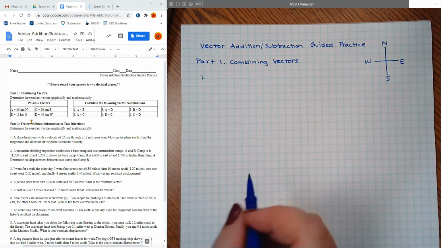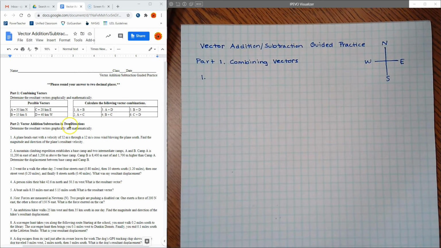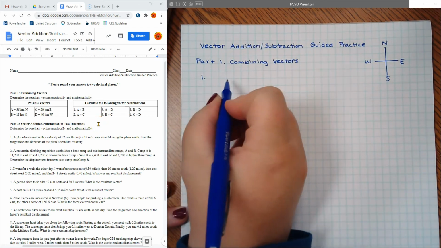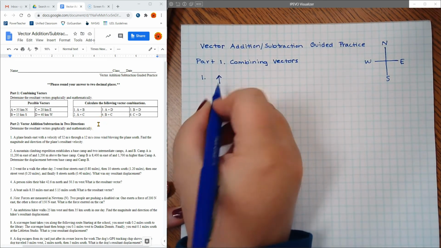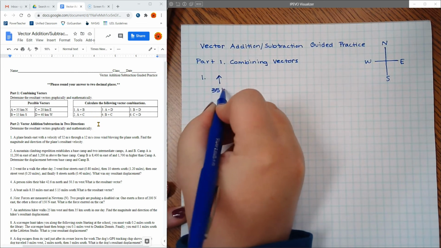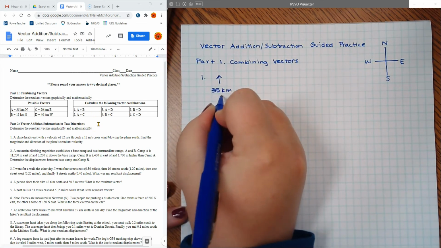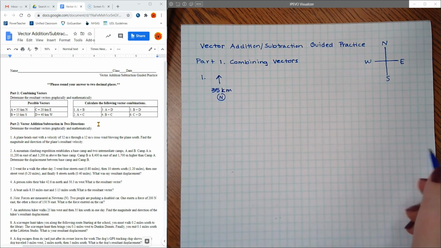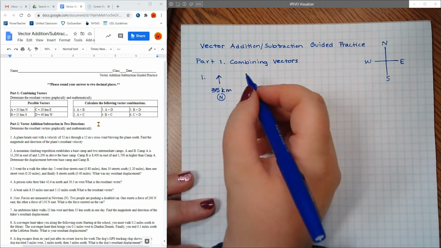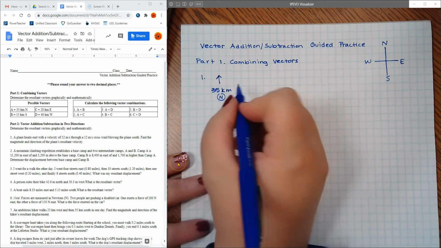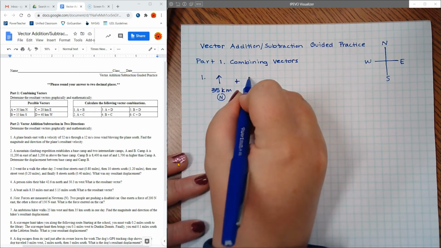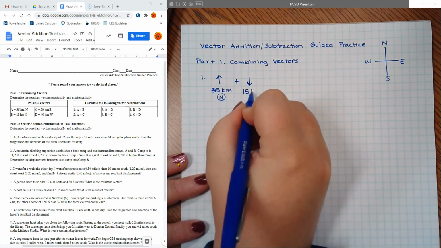For number 1, I'm using this combination here, so I'm calculating A plus B vectors. A is 35 kilometers north. Since I'm not drawing these to scale, I am going to label them. So that's the 35 kilometers north, and then B is 15 kilometers south.